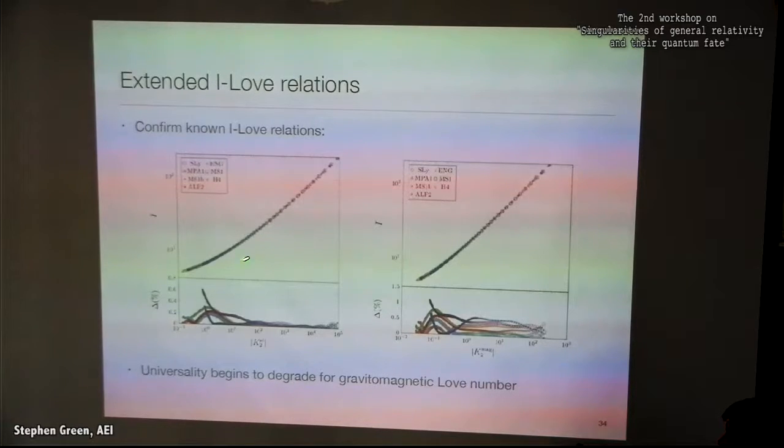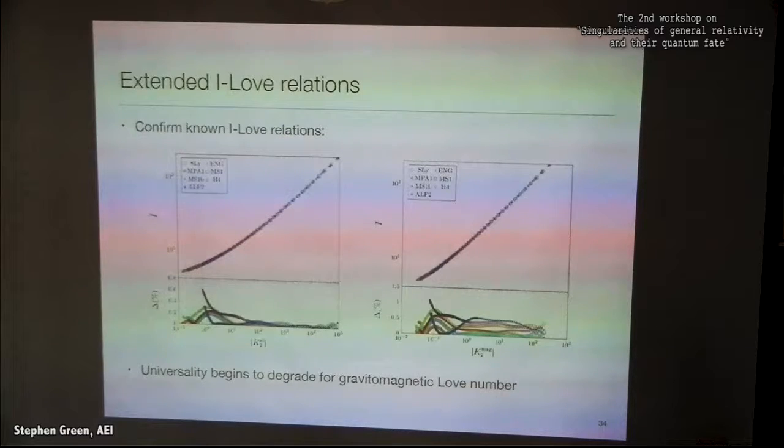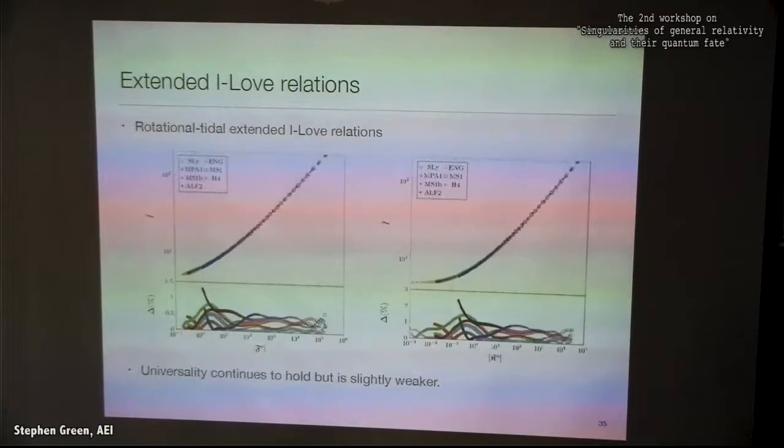So here's I versus K_L, which gives this nice curve that holds within about 0.5% for these equations of state. And here we have I versus K_mag, and that holds within about 1%, I guess. So you get a little bit of degradation of the universal relation when you go to the one involving K_2 mag, but it still holds reasonably well.